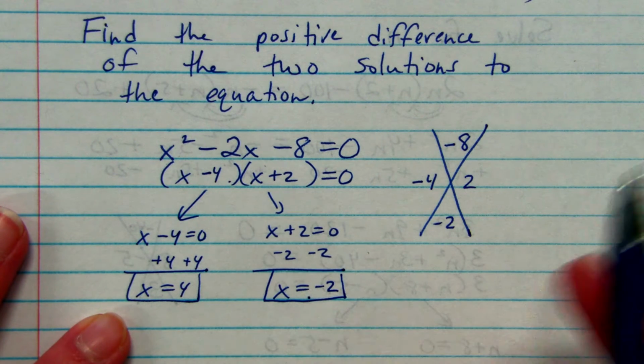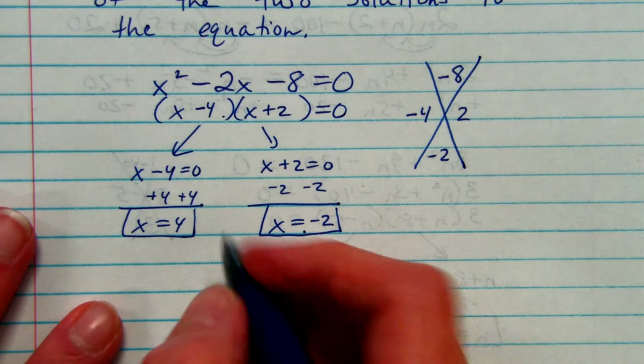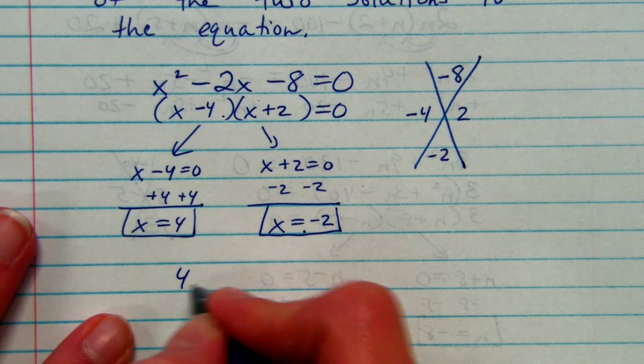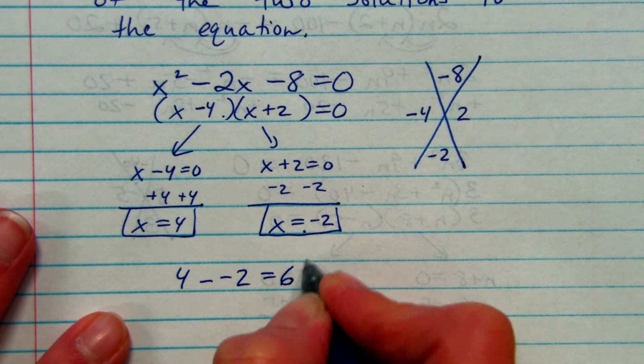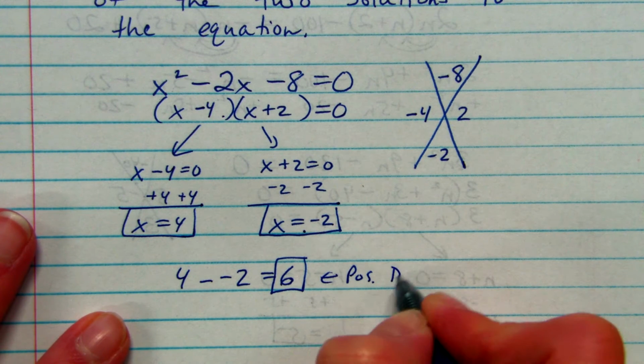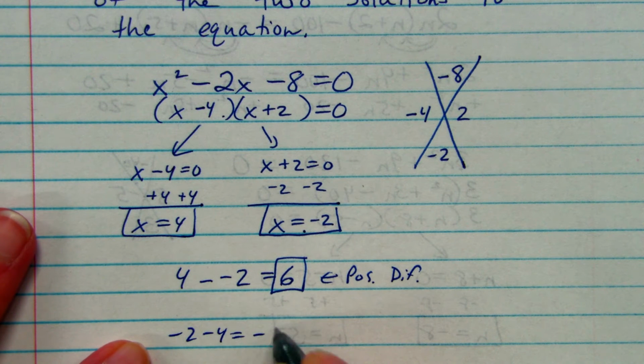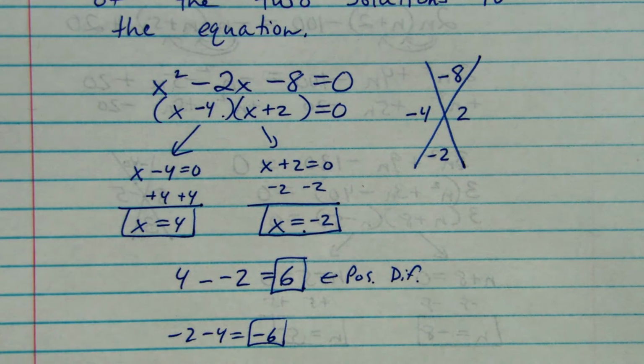That's not actually what it's looking for. It wants the positive difference. So for the positive difference, you could subtract them. 4 minus negative 2 is 6. That's the positive difference. If they asked for the negative difference, you do negative 2 minus 4, and you'd get negative 6. So that is what they're looking for on that problem.